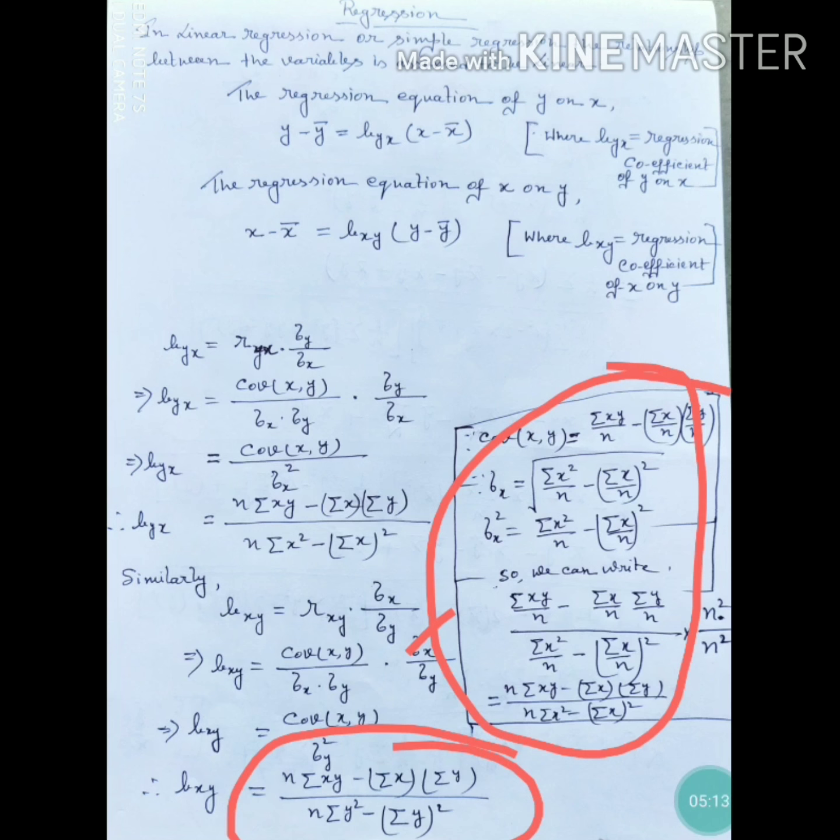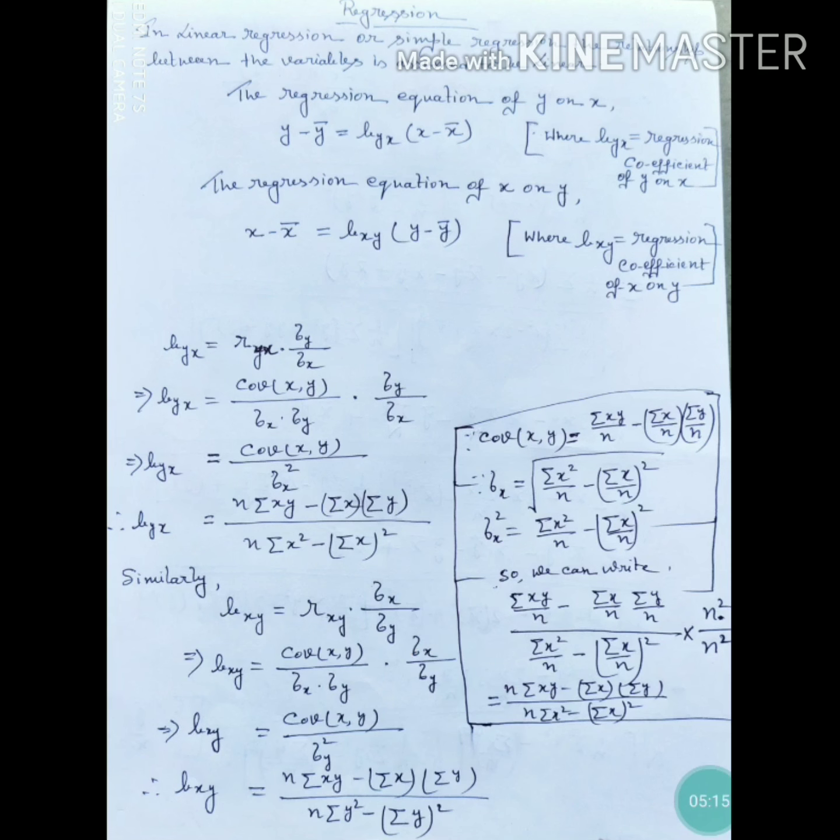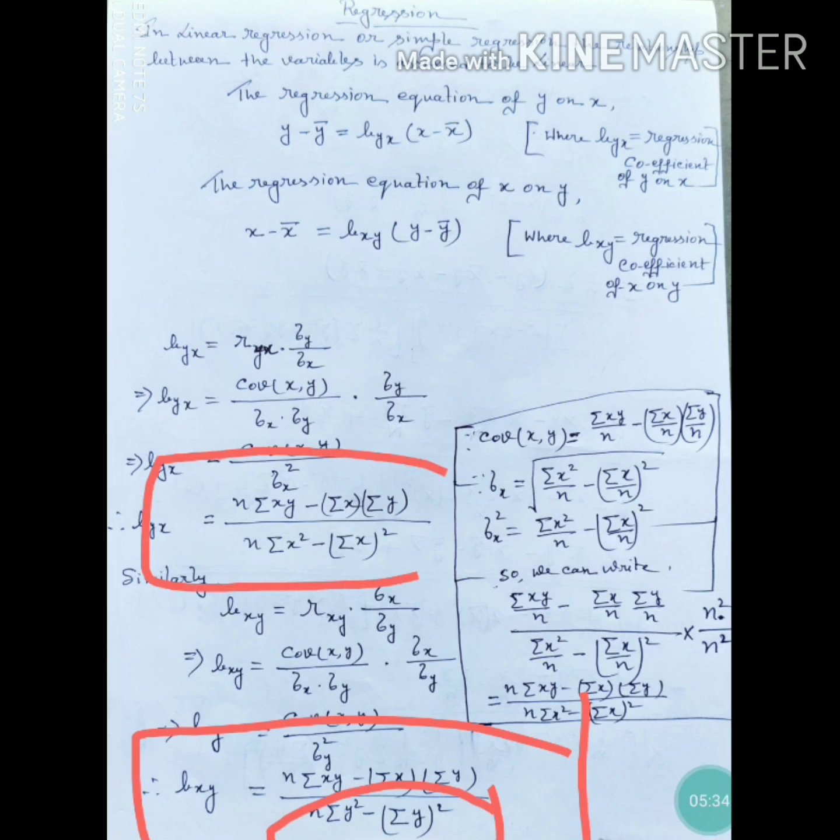Now you should remember a difference here. When we calculate bxy, the regression coefficient of x on y, the denominator portion is n into summation y square minus summation y whole square. But when we calculate the regression coefficient of y on x, the denominator changes to n into summation x square minus summation x whole square. So that is the difference between byx and bxy. Okay, you should remember this difference.